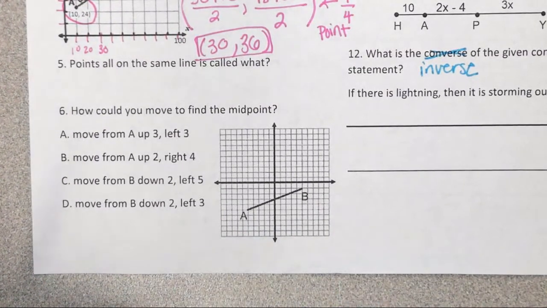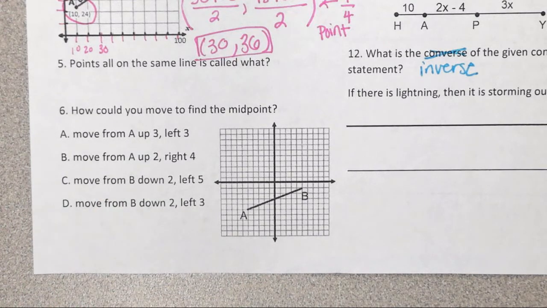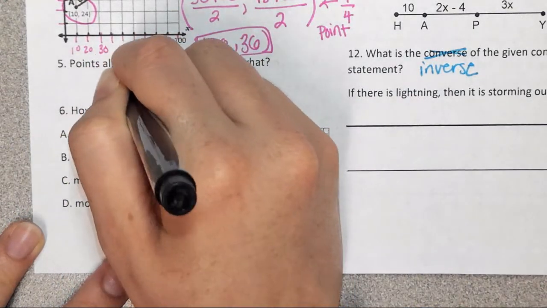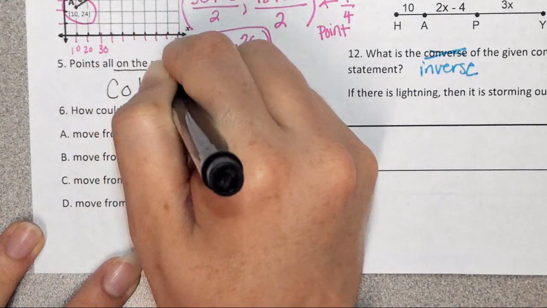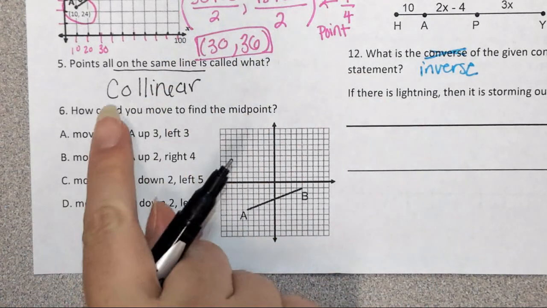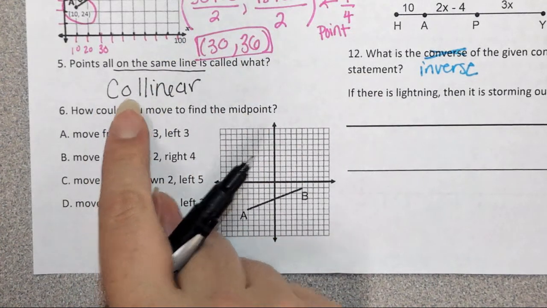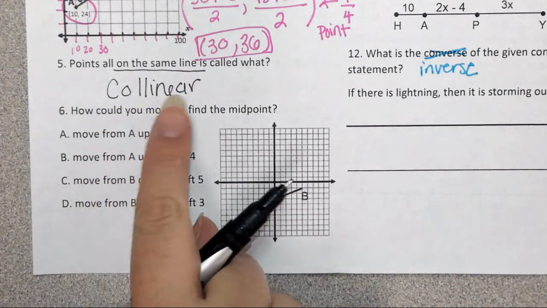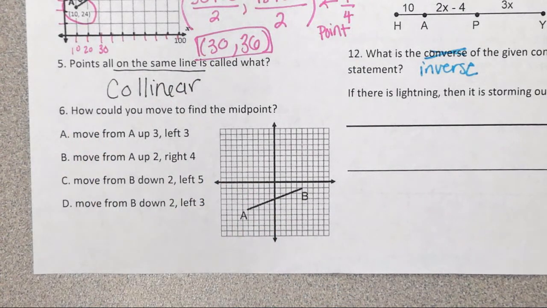All right, number 5. Points all on the same line. On the same line is called collinear. Co means together, and linear is like line. So collinear is on the same line.